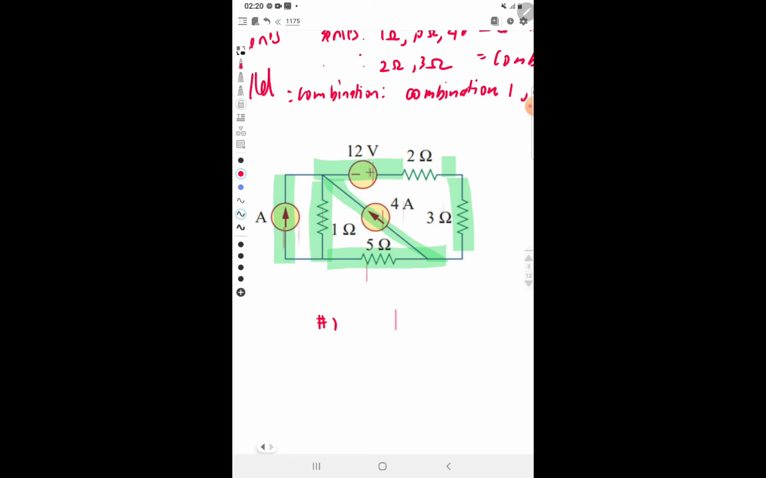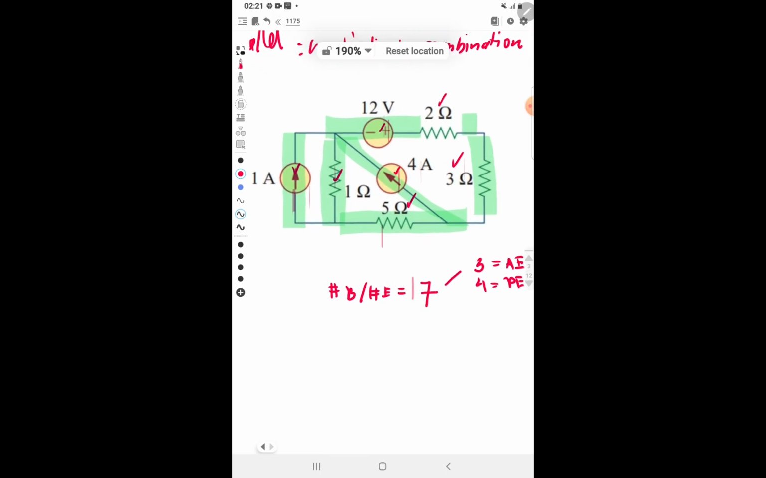So number of branch or the number of elements is equal to 7. Okay, meron tayong breakdown ng 7. Meron tayong tatlong active element. Tapos meron tayong 4 na passive element. Kaya naging 7.